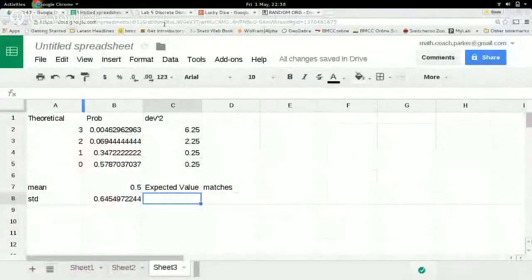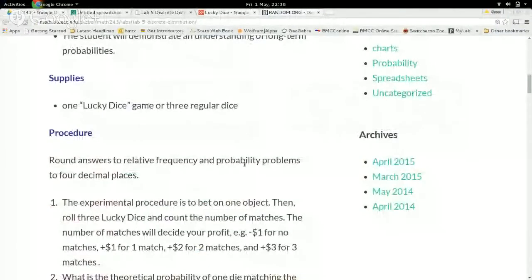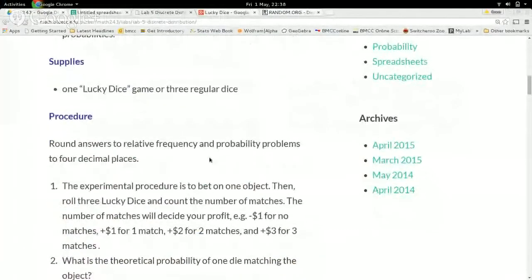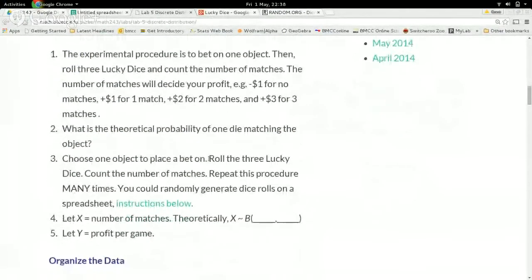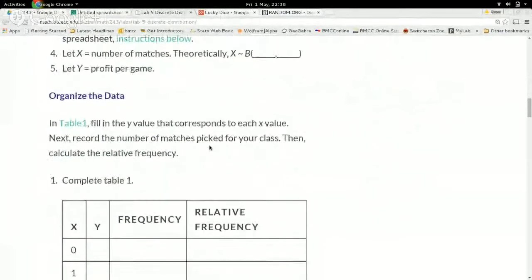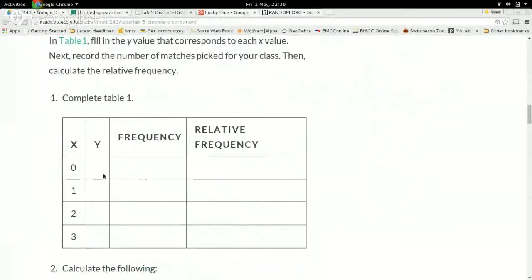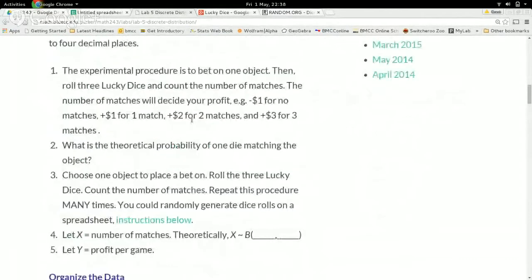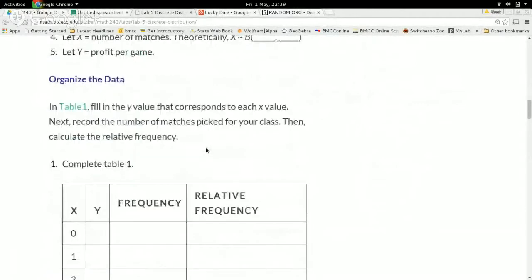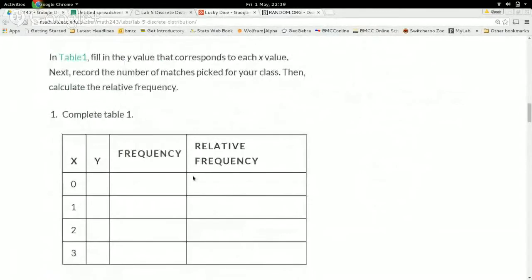All right, let's take another look at the lab. So I've helped set up a lot of it. One thing you'll need to do is make a decision on what you want your profit to be. You could go along with my recommendation here, or you could experiment with some other ones. So far, what I've set up here, as I've been playing, is the empirical data, relative frequency.